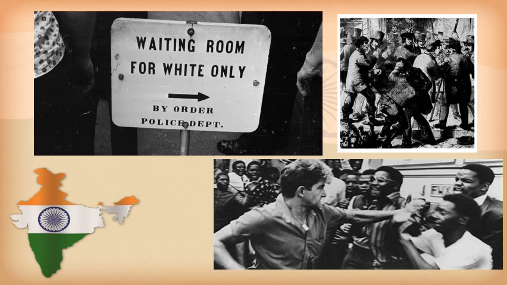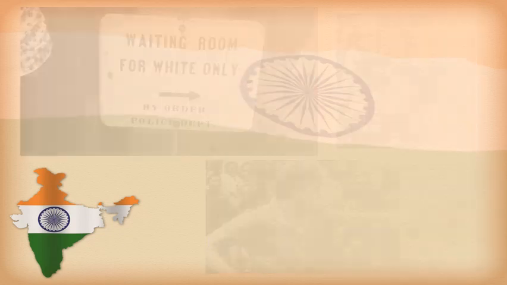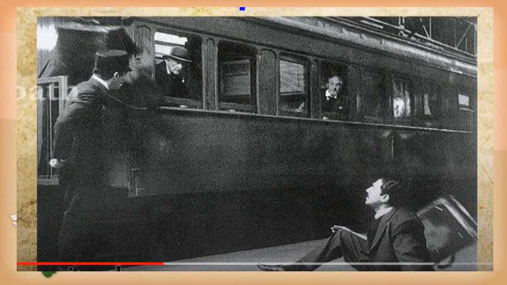Gandhiji witnessed racial discrimination in Africa. He was shocked to see the injustice done to Africans in those days. In South Africa, Gandhi faced discrimination directed at Indians. He was thrown off a train after refusing to move from the first class to a third class coach while holding a valid first class ticket.